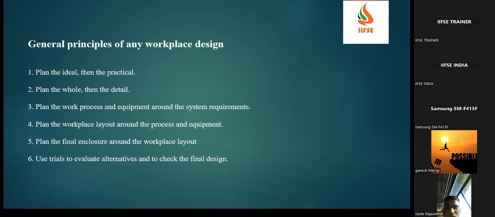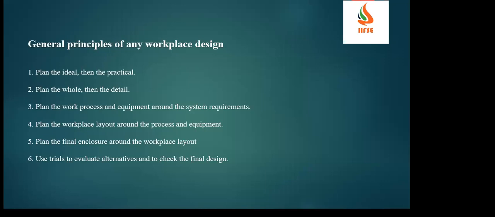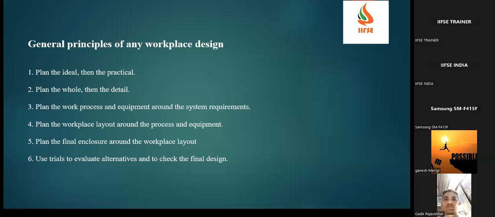So for every equipment and around the process, what kind of layout should be there, what requirements are needed, work benches, storage facilities, computer facilities, and any tools, whatever is needed has to be identified and designed. And also plan for the final enclosures around the workplace. If it is necessary, a final enclosure also needs to be placed, and use trials to evaluate the alternatives and check the final design. So whatever design we have done, we should have a backup design, plan A, B and C. So we have to see the alternatives and do a couple of trials online, then we go for a final design.